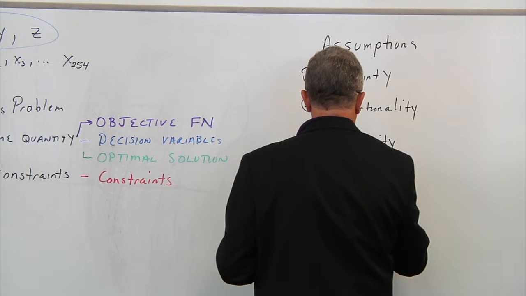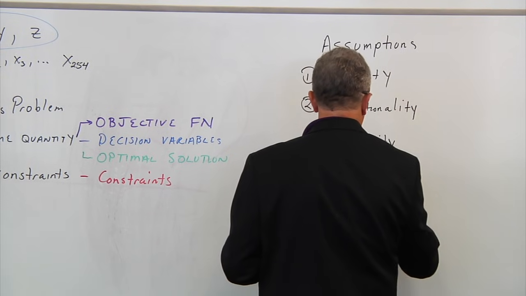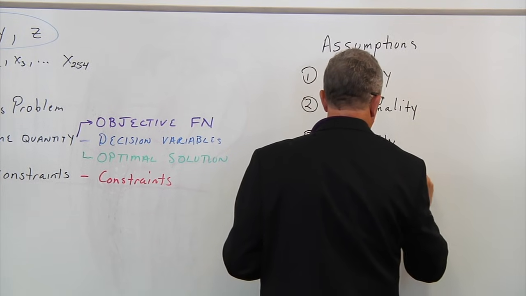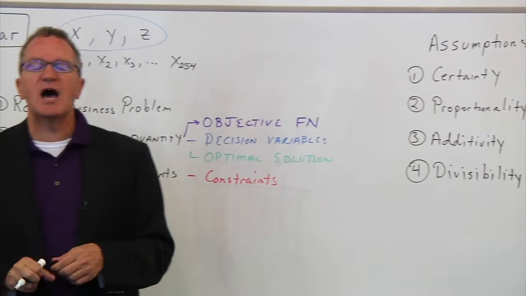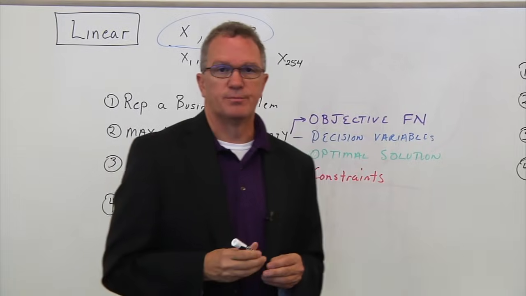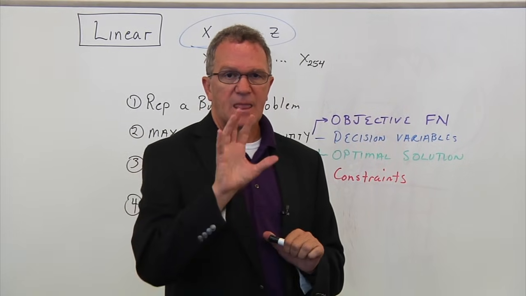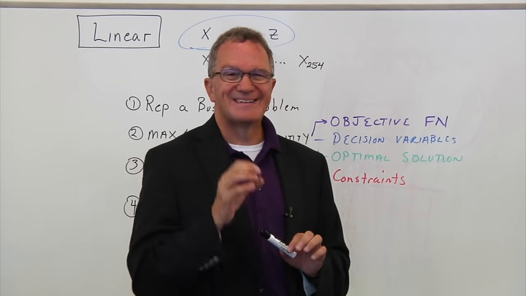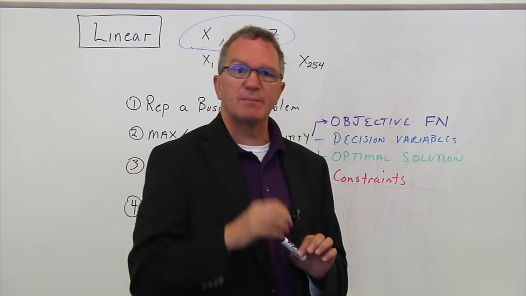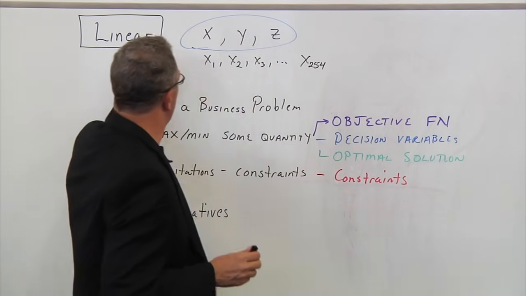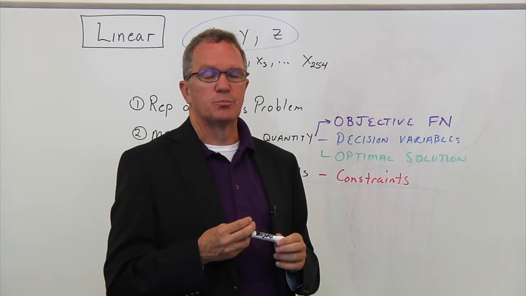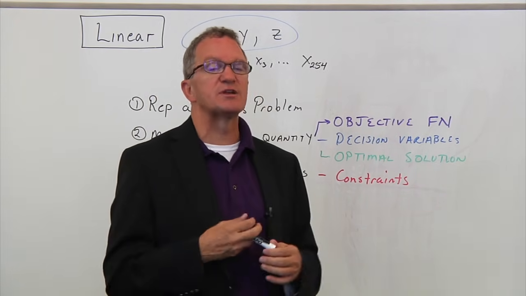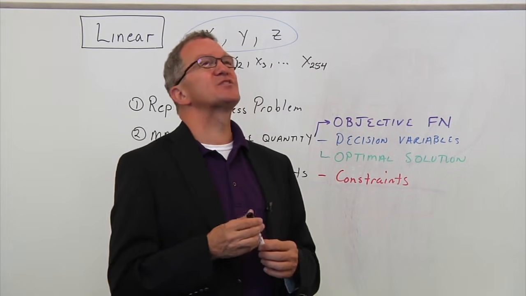The last one is the one that gives you a little bit of trouble, and that is divisibility. The solution does not need to be a whole number. All right? I want you to think about that for a minute. It does not need to be a whole number. If it had to be a whole number instead of a linear program, I would be adding the additional constraint that it's an integer program. Changes the program entirely.